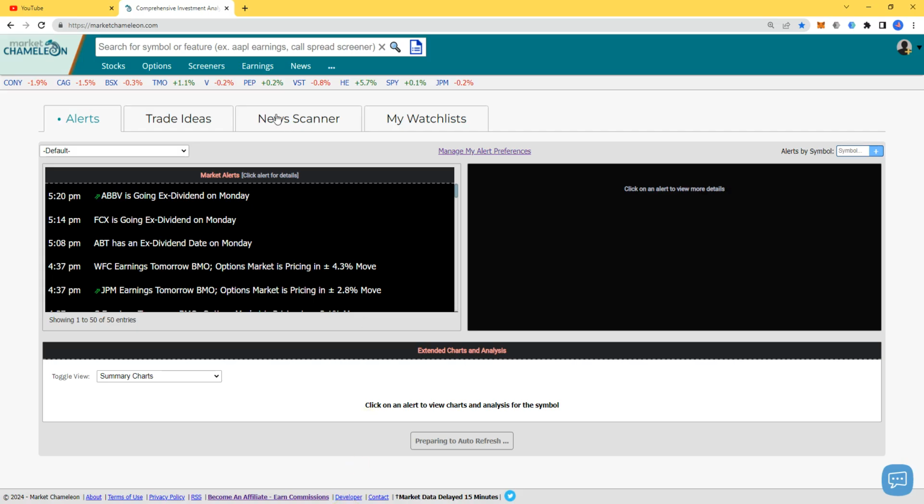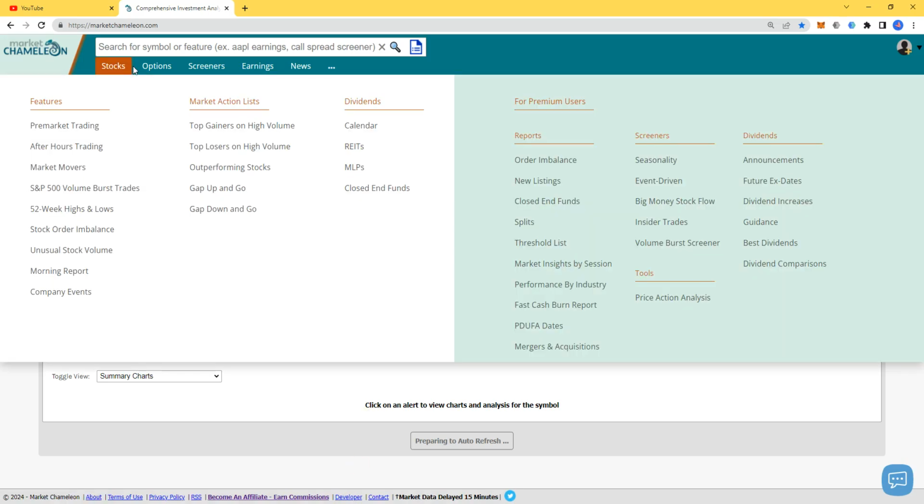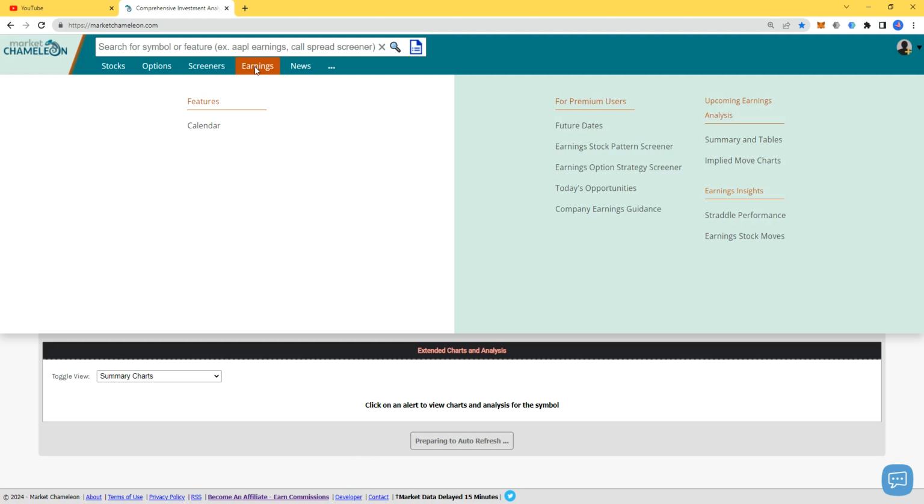So when you sign up to Market Chameleon, you can go to the earnings tab right here. And in here we've got a couple of options. You can click the earnings stock pattern screener to build a screener by yourself, but I like to focus on either the earnings option strategy screener, which I'm going to show you real quick, as well as today's opportunities, which I'm also going to show you as the second part of this video.